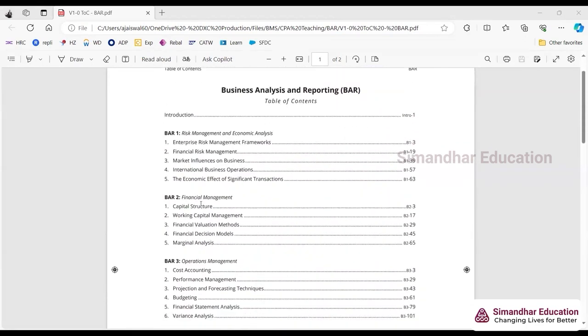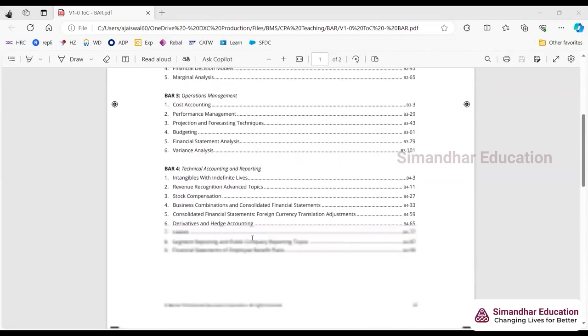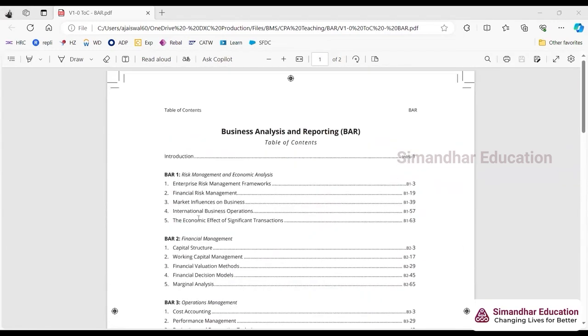So in the earlier syllabus also people were doing this. So it's not something rocket science or very high funda that has come into this subject. The only thing is that it will be a little bit lengthy. First, we are going to start off with risk management, enterprise risk management, financial risk management, and then market influences on business, etc.